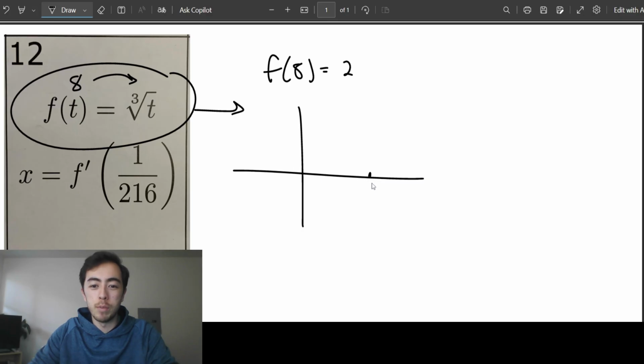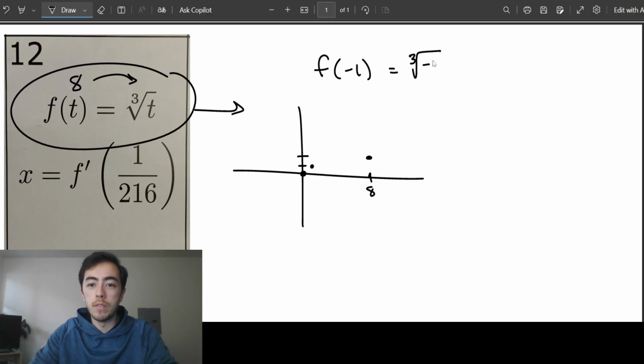And so you could imagine if we plug in, say, an 8 here, we're only going to get an output of 2. If we plug in a 1, we get a 1 because the cube root of 1 is 1. So that would look something like this. The cube root of 0 is 0. And then if we think about negative numbers for a sec, if we try f of negative 1, that's going to be the cube root of negative 1. And again, this asks, can we find some number where when we multiply it by itself 3 times over, we get this target number? And yes, we can. It's just negative 1 itself. So we're going to get another point right there.